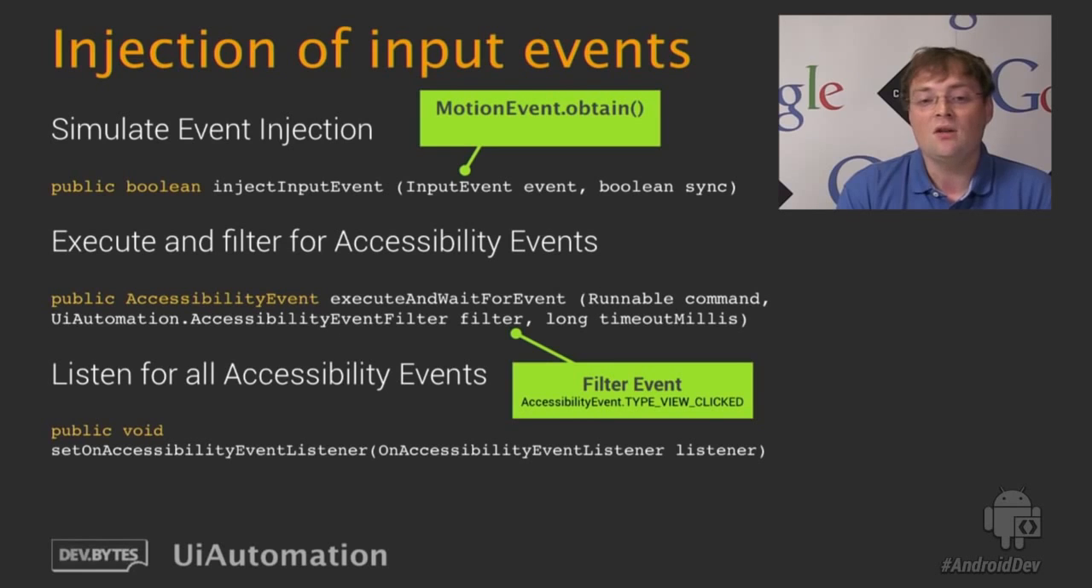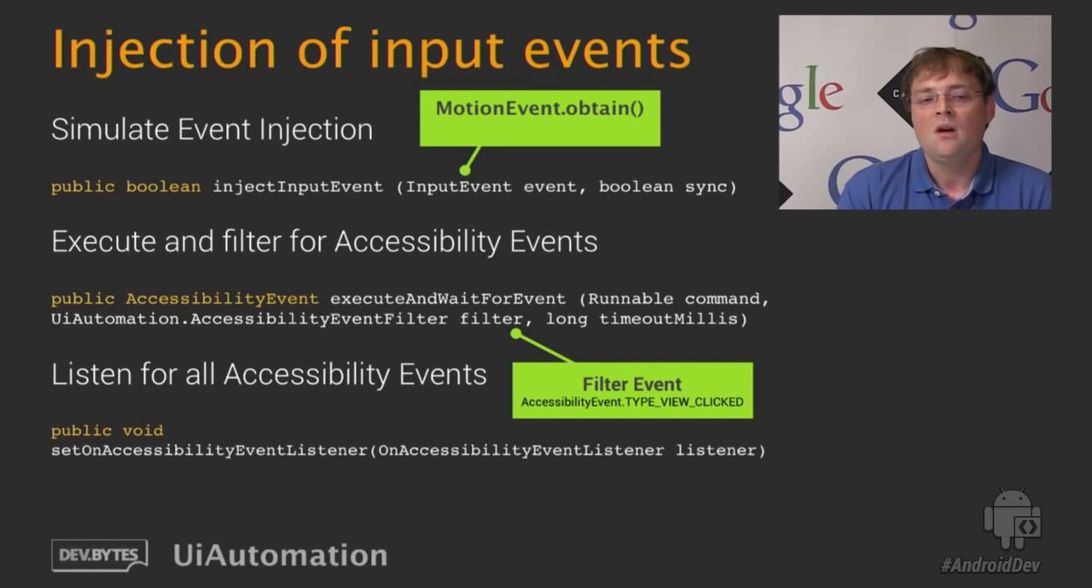UiAutomation also allows for the injection of raw input events into the system. In order to inject an event, you have to call the injectInputEvent method. For example, if you want to inject a motion event, just obtain an event object from the pool and pass it as a parameter. But note that it's your responsibility to recycle the input event and return it to the pool.